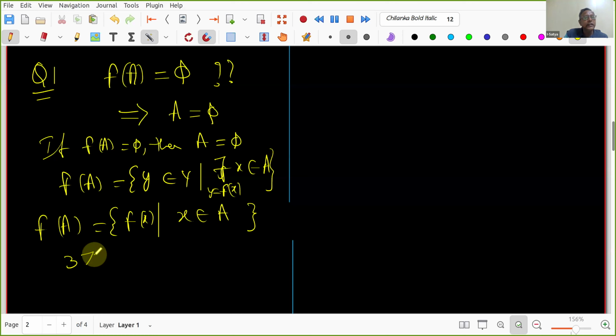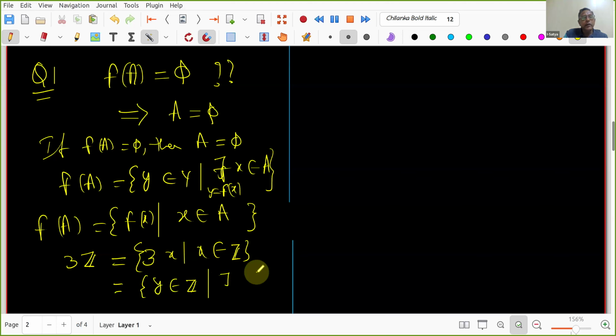See, when we ask for 3Z, some people will say 3X such that X belongs to Z, right? Actually it is better to write Y belongs to Z such that there exists X belonging to Z such that Y is equal to 3X. This is the better way to write, because then we can show that the sum of two elements is again an element here, and all that. But this is also allowed.